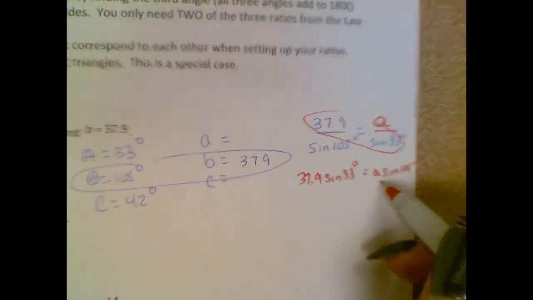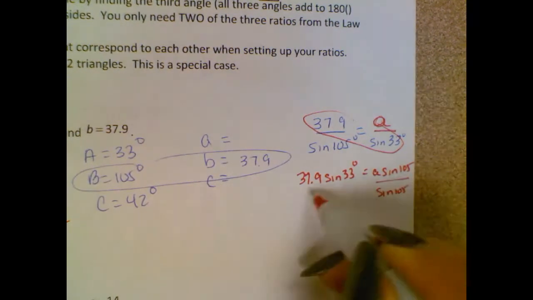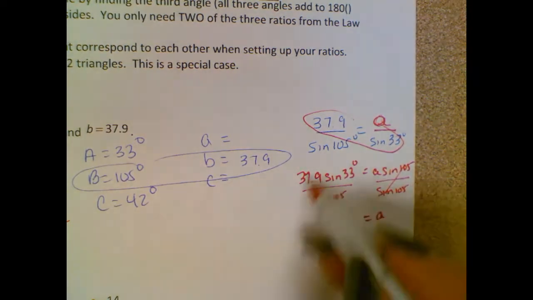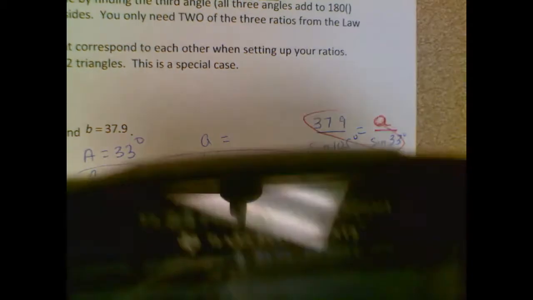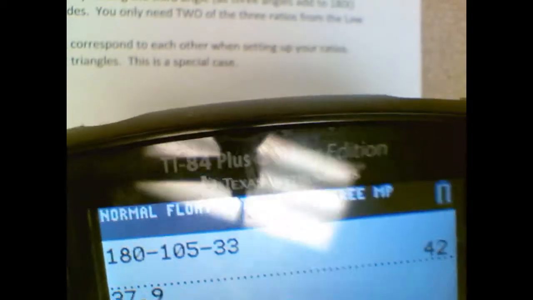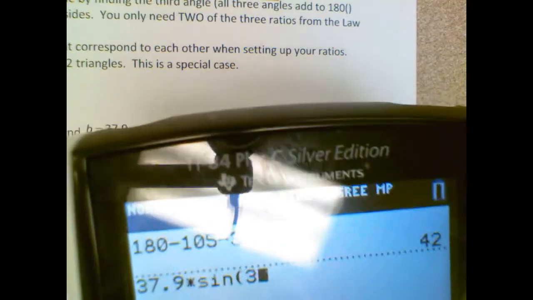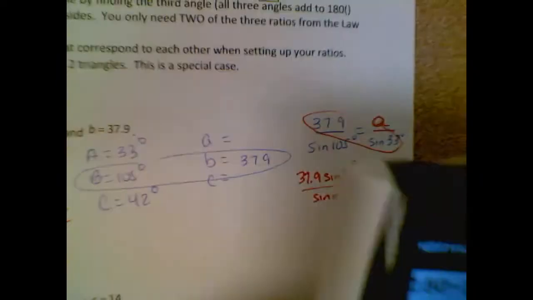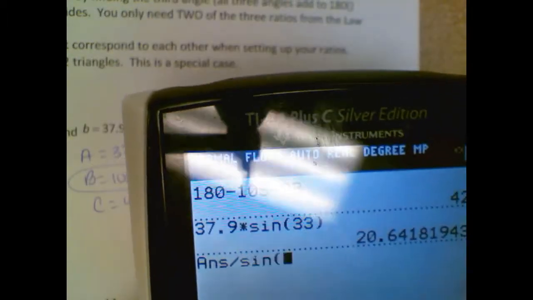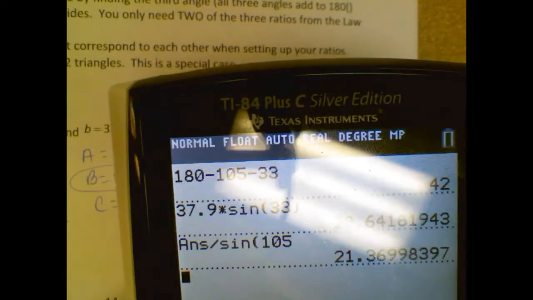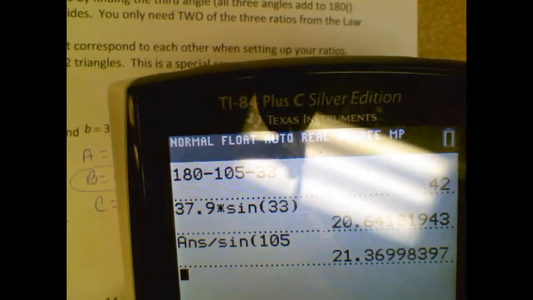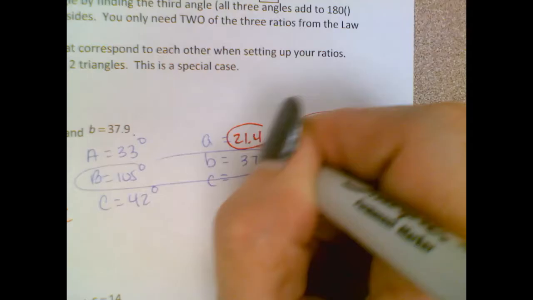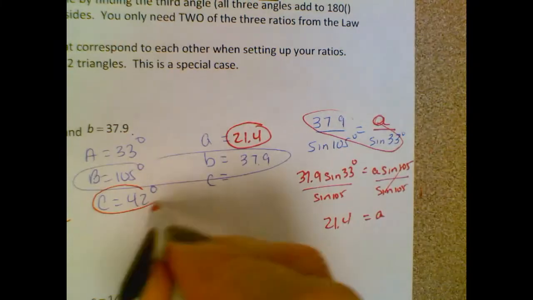Now to solve for A, since this is being multiplied, you can divide by sine of 105. And little a is equal to all of this. So on your calculator, you would punch in 37.9 times sine of 33, divided by sine of 105. And you get 21.4. So that's what A is. I put that right here and circle it. That's one of the things we had to find.